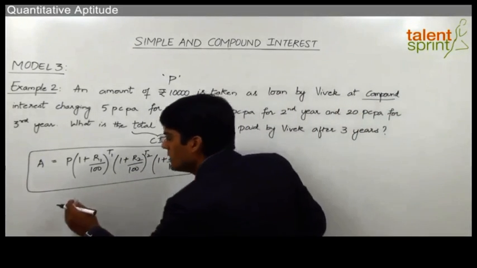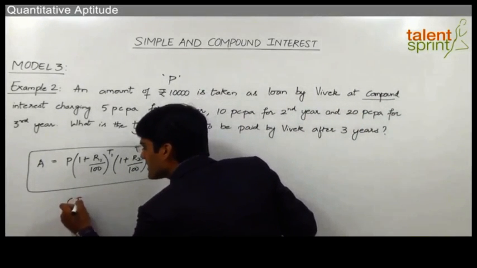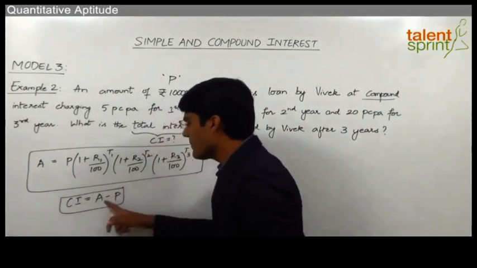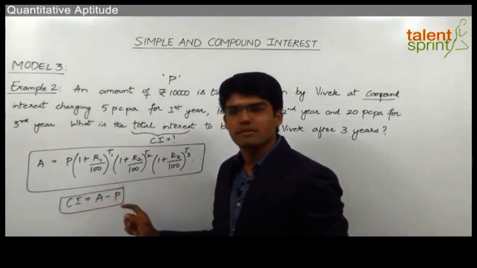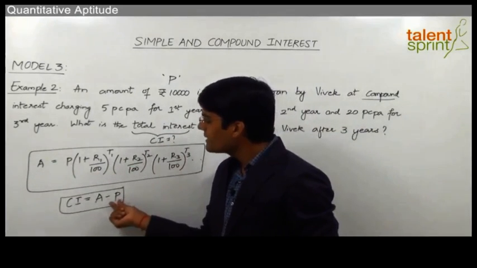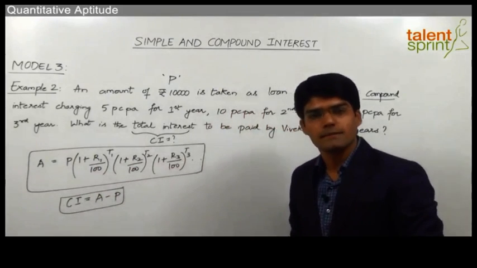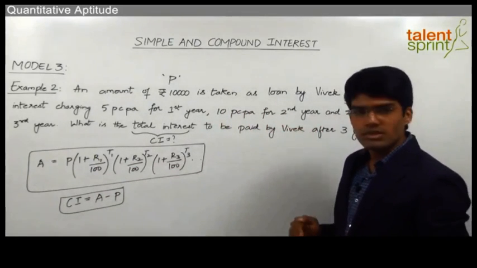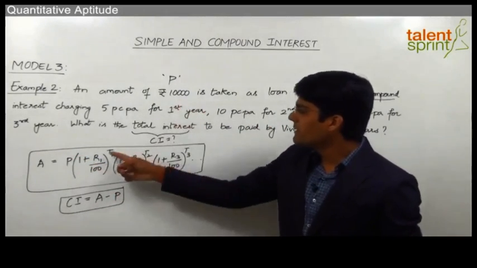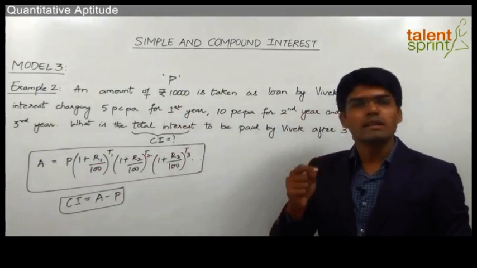Why? Because we know that compound interest can be taken as amount minus principal, since the total amount is nothing but compound interest plus principal. So first we need to find out the total amount, and from that, when we subtract the principal amount, we get the required answer. So for the given question, the values here are: principal is 10,000, and T1, T2 and T3 are all equal to 1. Why?